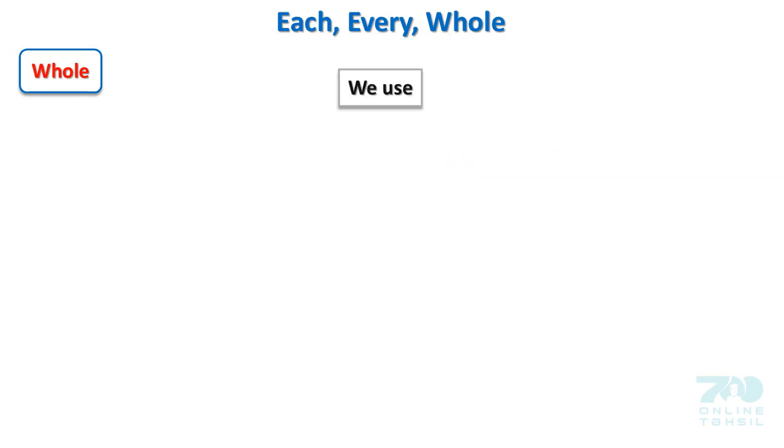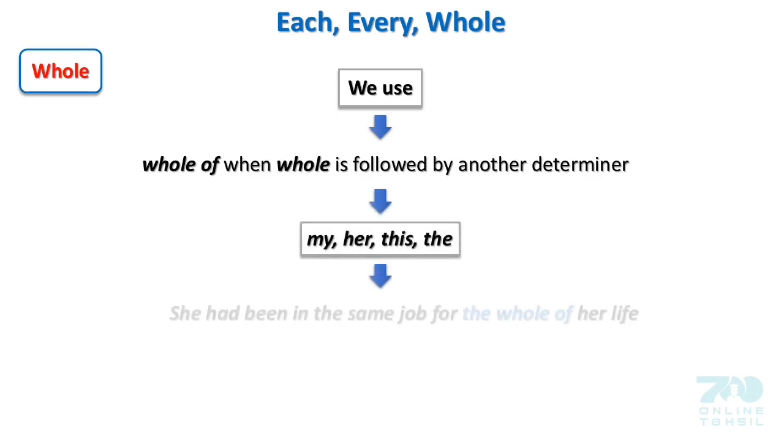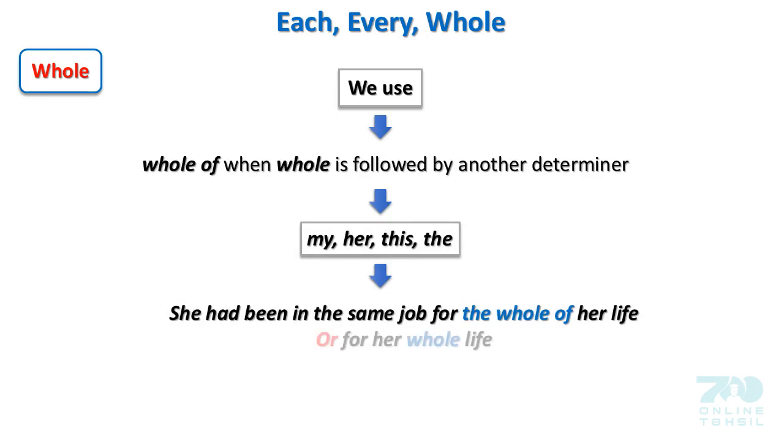We use the whole of when whole is followed by another determiner, my, her, this, their. She had been in the same job for the whole of her life, or for her whole life.